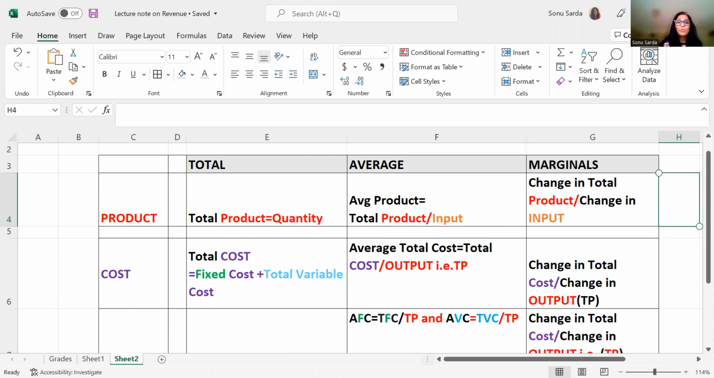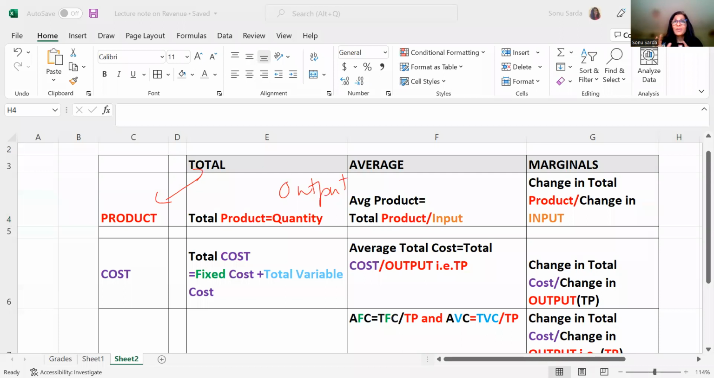So when you talk about the total, as you can see it here, if you talk about the product, it's the total product. The total product is nothing but the output. It's nothing but the quantity, right? So it is nothing but the output or the quantity, just the same thing.